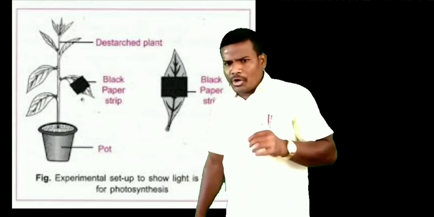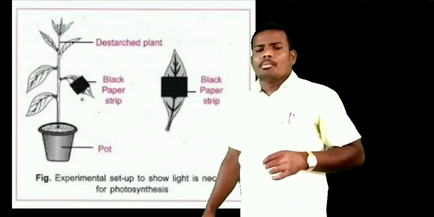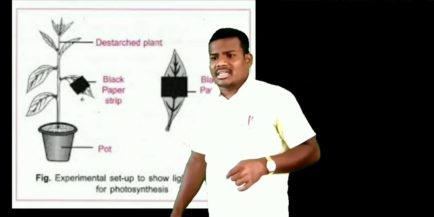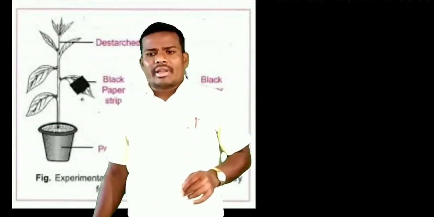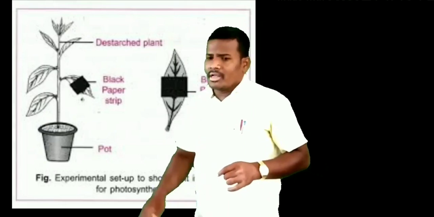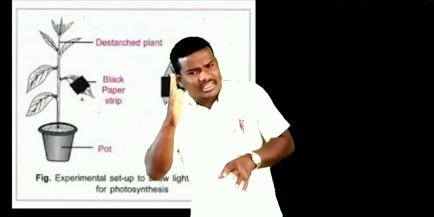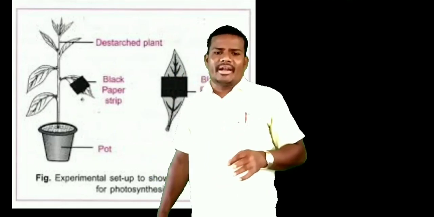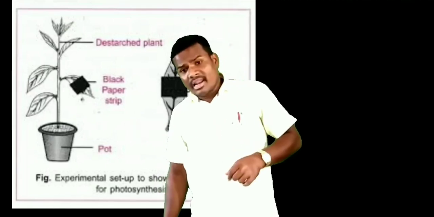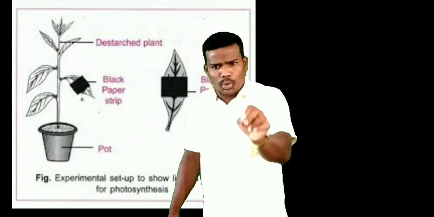Next, after a few hours, what do we observe? All the de-starched leaves turn blue-black in color, except the selected de-starched leaf covered with black paper. This is the procedure. Next, the observation: cut a de-starched leaf from this plant, place it in a petri dish, and remove the black paper from the selected leaf. Then add a few drops of iodine solution to it on the petri dish.